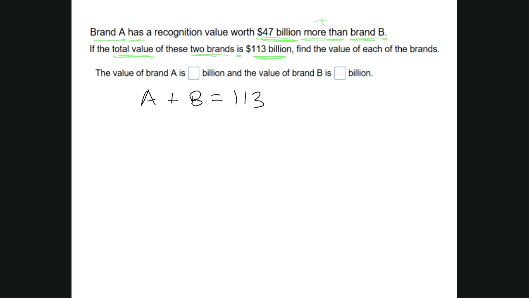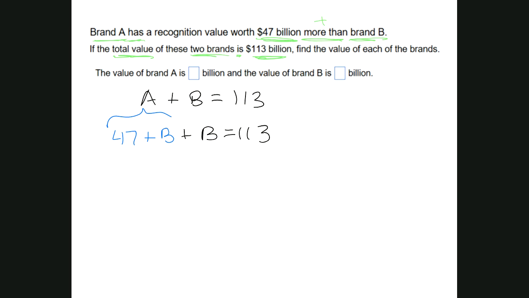All right, now let's go back to that first equation. Brand A has $47 billion more than brand B. So I'm going to rewrite brand A, now insert it right here. Brand A has $47 billion more than brand B. And I'm going to have the rest of my equation remain the same. All right, now you have an equation that is 47 plus B plus B equals 113.